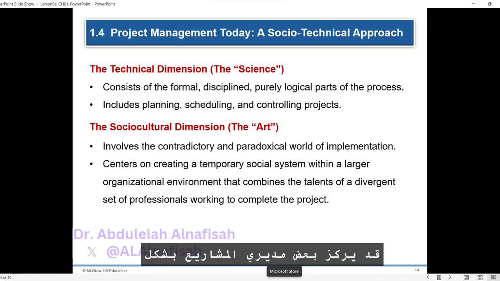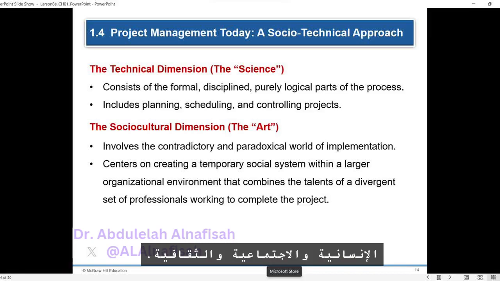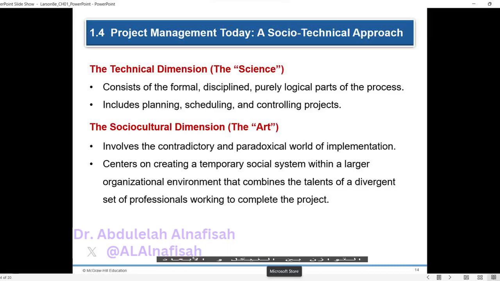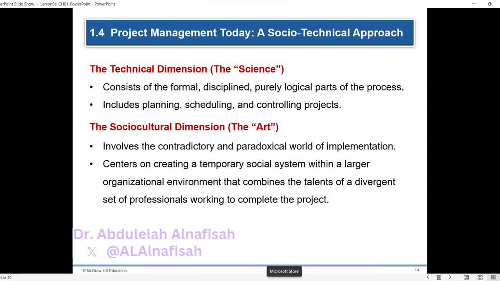However, some project managers may become overly focused on the technical dimension, relying heavily on project management software and neglecting the human and socio-cultural factors. Conversely, there are managers who rely solely on charisma and organizational politics, overlooking the technical aspects. Effective project managers strike a balance between the technical and socio-cultural dimensions. They collaborate with others, considering both aspects to ensure project success.